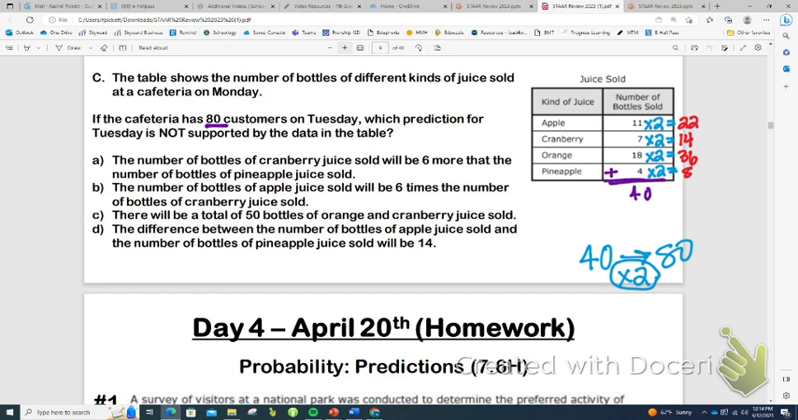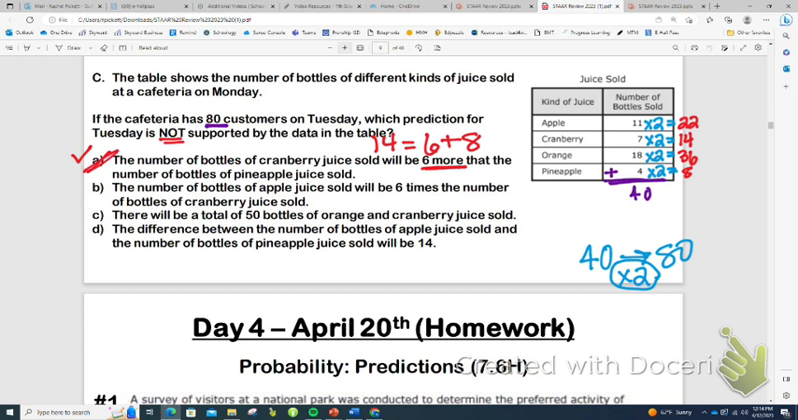So now that we have our new numbers, those are the numbers that we're going to use to check our answer choices with. So A says the number of bottles of cranberry juice sold will be 6 more than the number of bottles of pineapple juice sold. So that means that cranberry has to be equal to 6 more, which means 6 plus pineapple. Well, if we look at our new numbers, cranberry is now at 14, and pineapple is at 8. Well, 6 plus 8 is 14, which is equal to 14. So that's a true statement. We want a not true statement. So that's not going to be our answer.